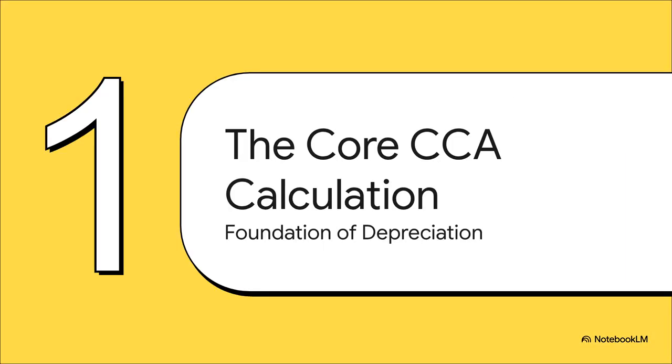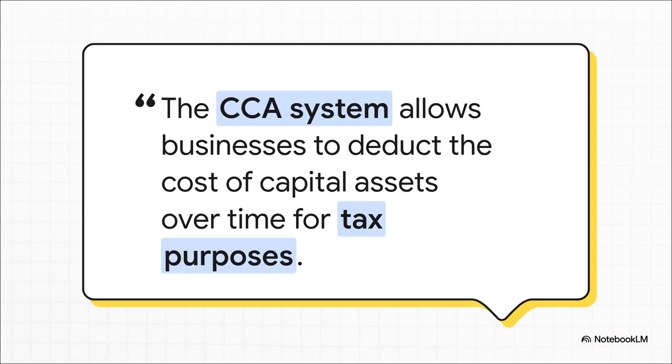We have to start here, because honestly, everything else we're going to talk about today builds on this one foundational concept, the core CCA calculation. Let's make sure we have this down cold. Think about it like this. When your business buys a new delivery truck, it would be incorrect to deduct the entire cost in that 1 year, right? Because that truck is going to help you earn income for many years to come. So the CCA system is simply a structured way to spread that cost out, letting you deduct a portion of it each year as the asset gets older and loses value.